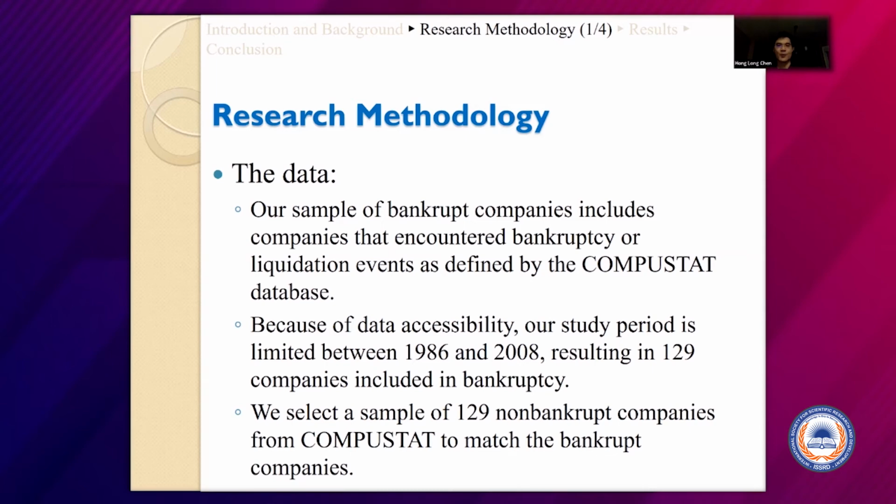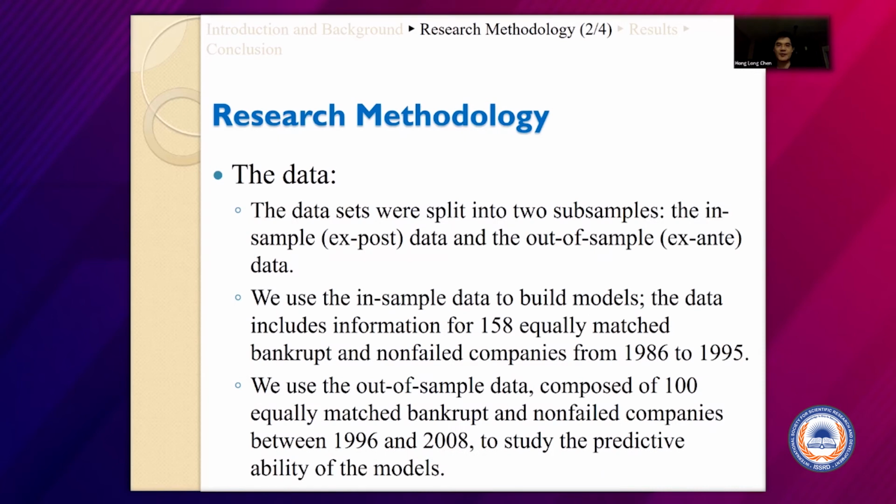The data sets were split into two subsamples, the in-sample data and the out-of-sample data. We use the in-sample data to build models. The data includes information for 158 equally matched bankrupt and non-failed companies from 1986 to 1995. We use the out-of-sample data, composed of 100 equally matched bankrupt and non-failed companies between 1996 and 2008, to study the predictive ability of the models.